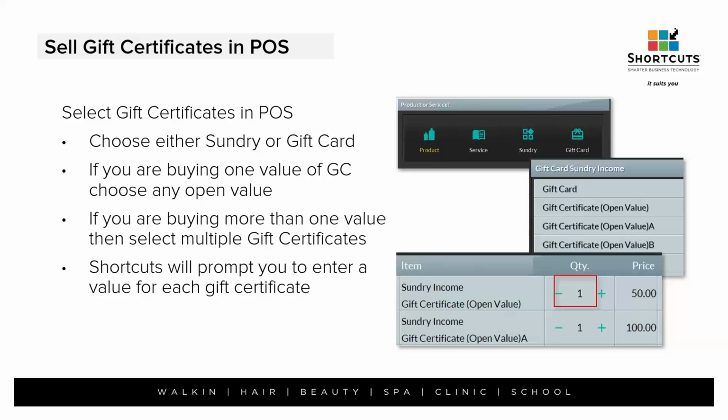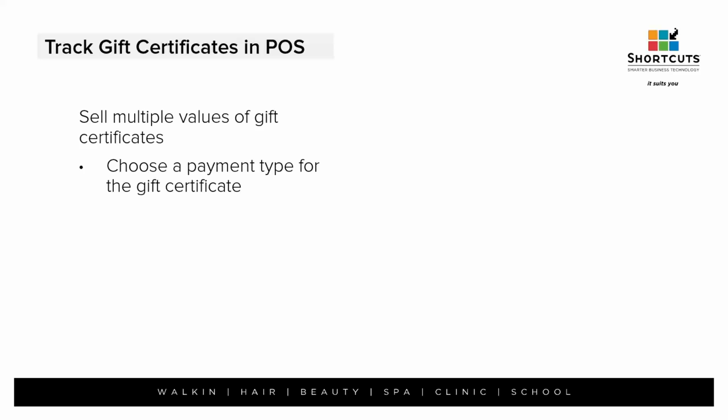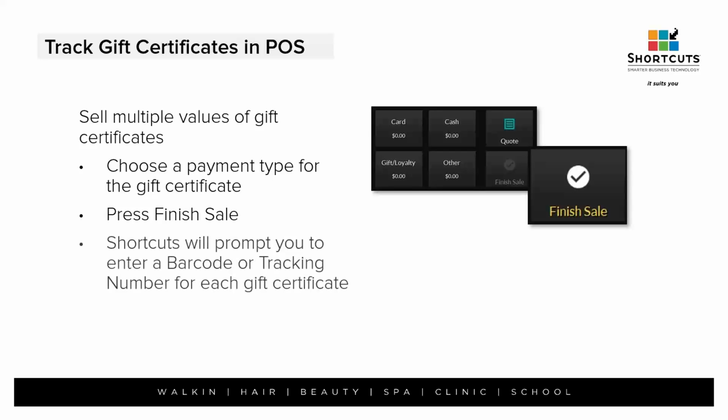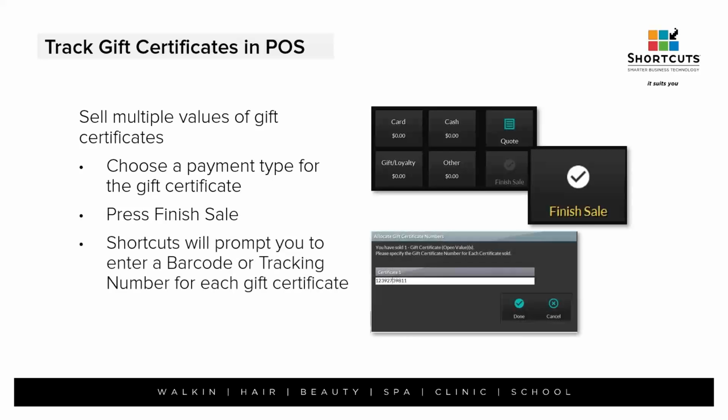So the customer would pay for their gift certificates like normal. And then once they pay for those, whether it's cash or credit card, when you press Finish Sale, this is where Shortcuts is going to prompt you to enter the barcode. So you'd scan the barcode, or you'd just manually type in whatever random numbers were on that card. So now Shortcuts knows this is the number that corresponds with the $50 gift card, and this is the number that corresponds with the $100 gift card. And then you would press Done.